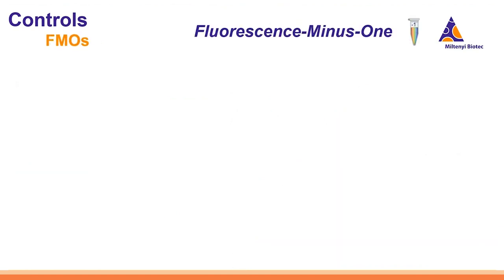The next controls that we have are called our FMOs, or fluorescence minus one. So these are controls used to set your gates appropriately. Essentially, they contain all of the antibodies except for the fluorophore or antibody fluorophore conjugate you're trying to set your gate on. So why is this better than an unstained sample?